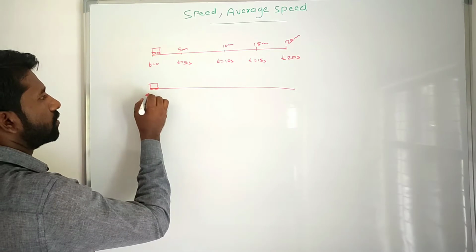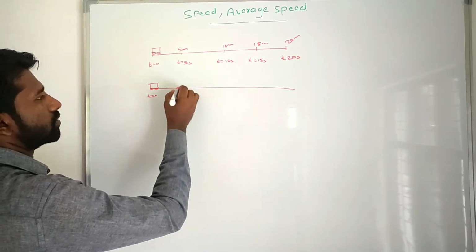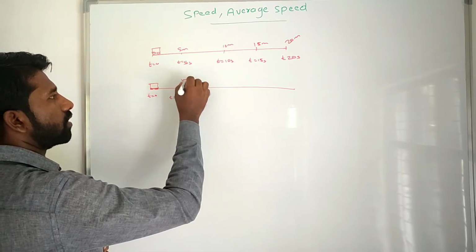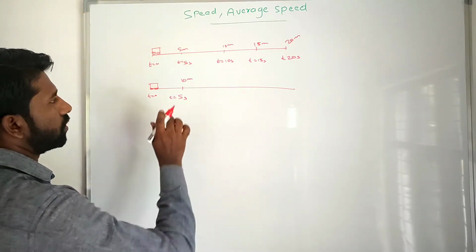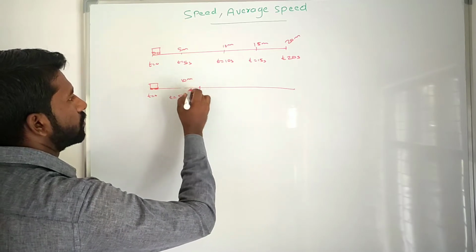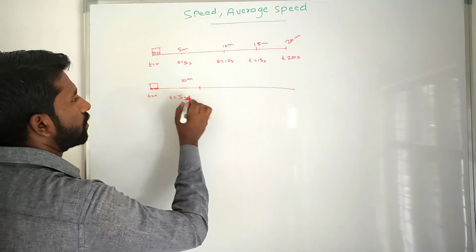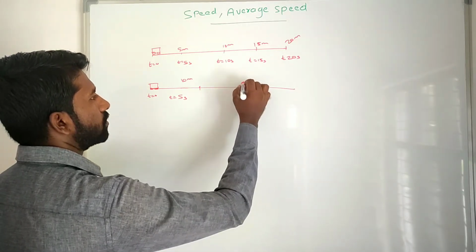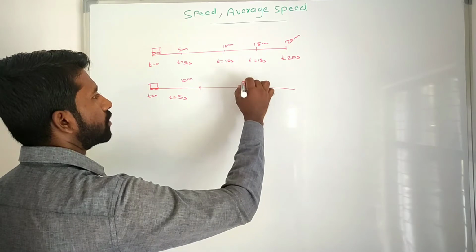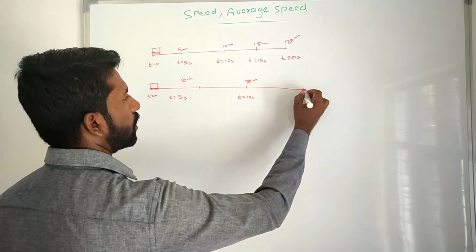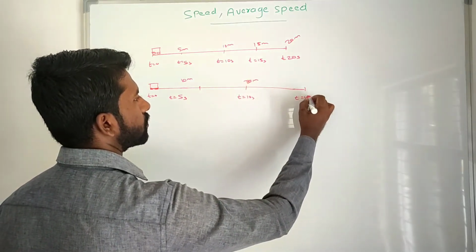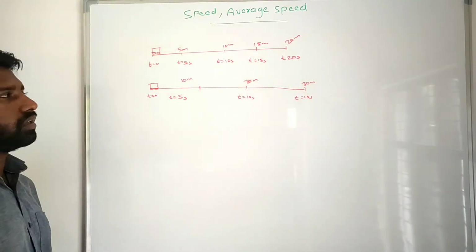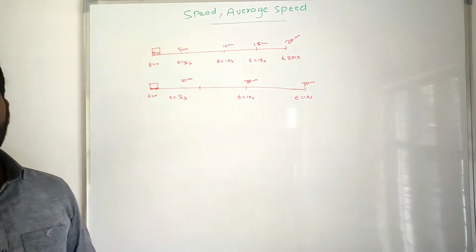Another example I am going to take: initially the body is at t equal to 0 at 0 distance. After 5 seconds, when time is equal to 5 seconds, 10 meter distance. It has traveled 10 meters. Then after 10 seconds, this body travels 20 meters. After 15 seconds, 30 meter distance. These are the two examples I am taking.